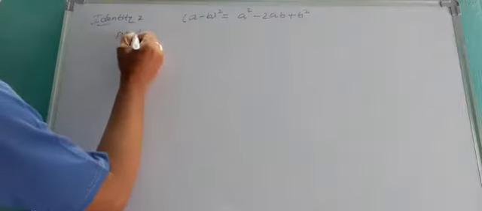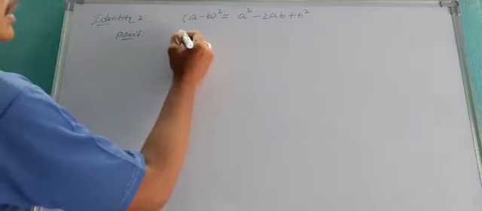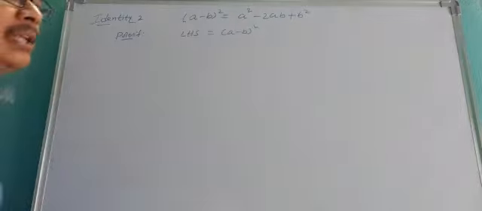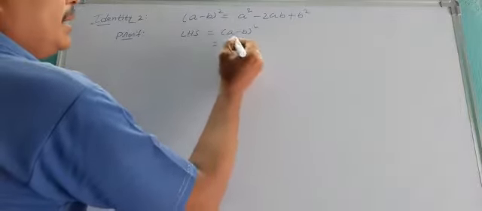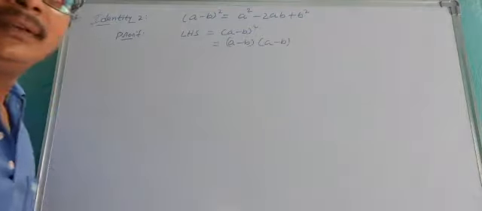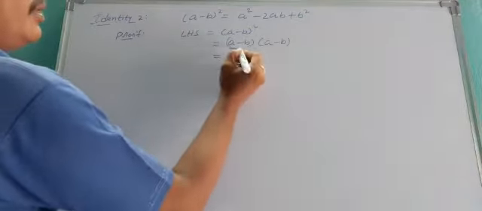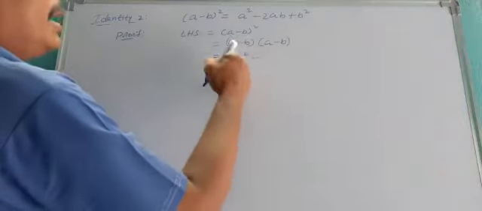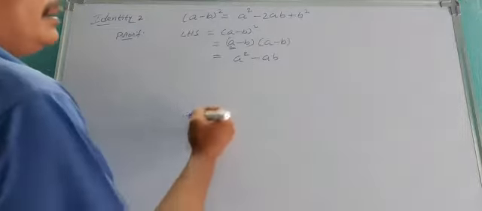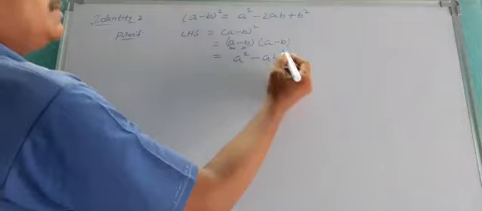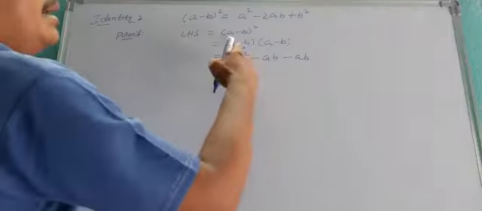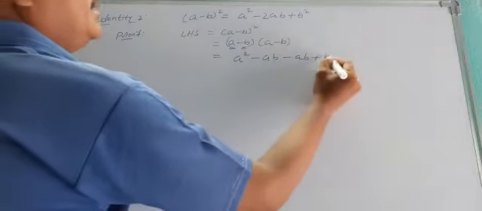How to prove it? Take the LHS, (a minus b) whole square. (a minus b) whole square means (a minus b) into (a minus b). So find out the product. How to find the product? a into a is a square, a into minus b is minus ab. Next, minus b into a is minus ba, and you write it as minus ab. Minus of minus, plus b into b, b square.